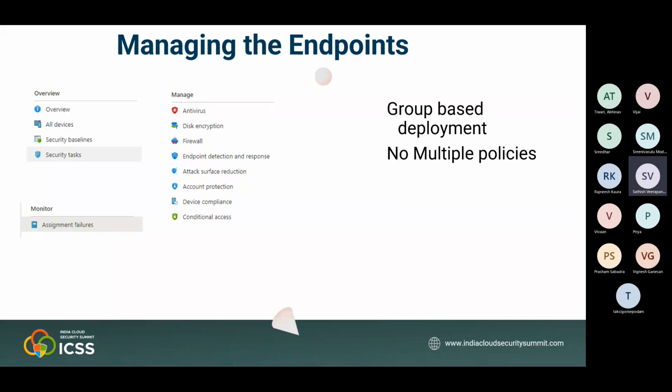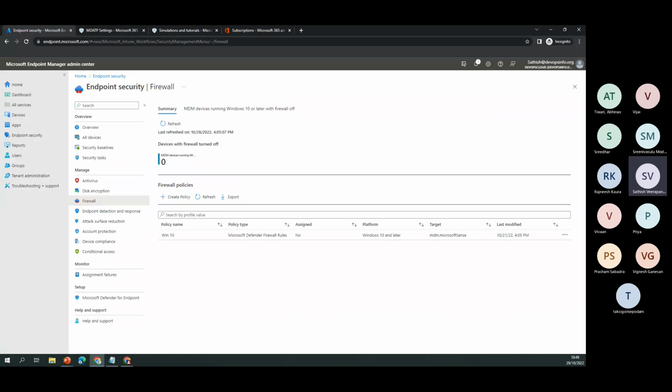So these are the security baselines which we saw in the overview. In the overview, basically we had the antivirus, the firewall rules, and endpoint. Okay, so there is one important thing which we forgot to talk about, which is the endpoint detection and response. Okay, so the next thing is the attack surface reduction.